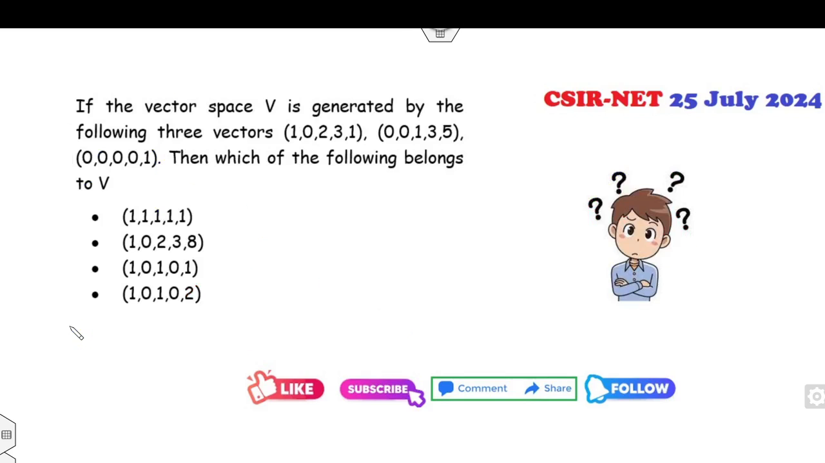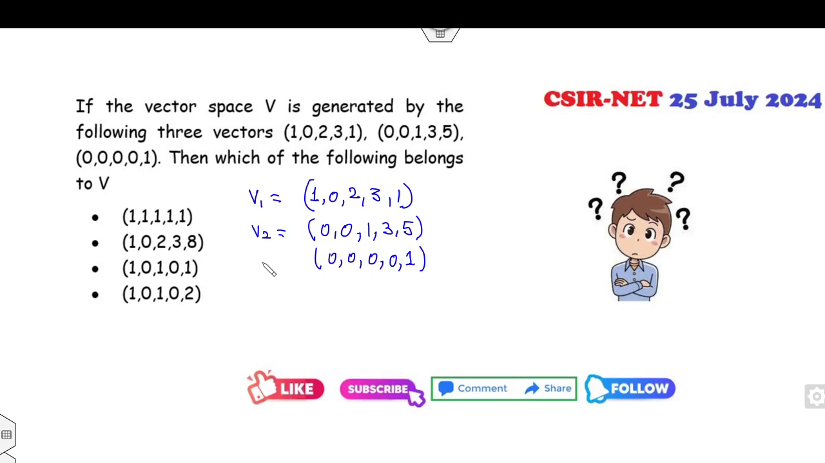Okay, let V be the vector space generated by the following 3 vectors: (1, 0, 2, 3, 1). Again, as I mentioned to you students, these are only memory-based questions. It may happen that these figures are not the correct ones. Like if I say vector V1, vector V2, vector V3, it may happen that in your examination instead of this 2, it is given as a 4. But anyhow, I will tell you the approach how you can solve this question. Whatever the given options are, you can check accordingly.